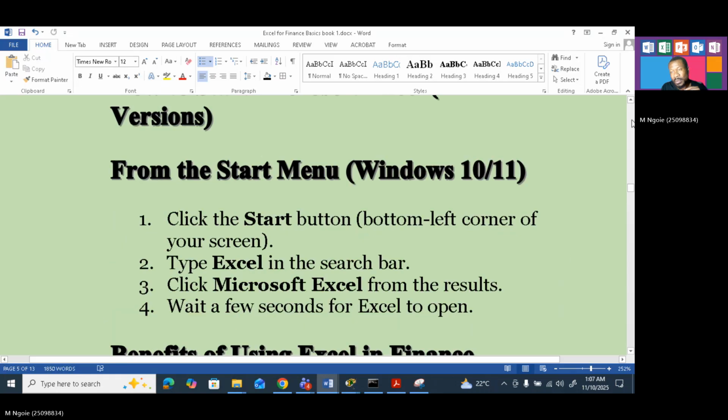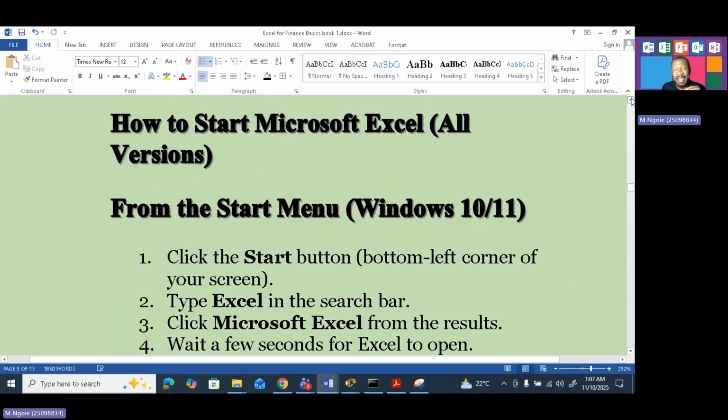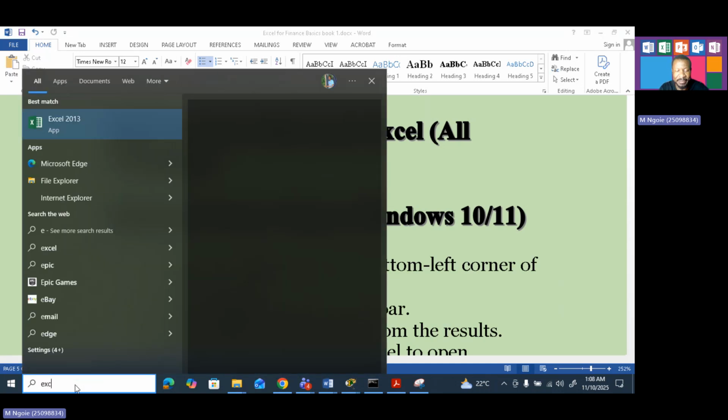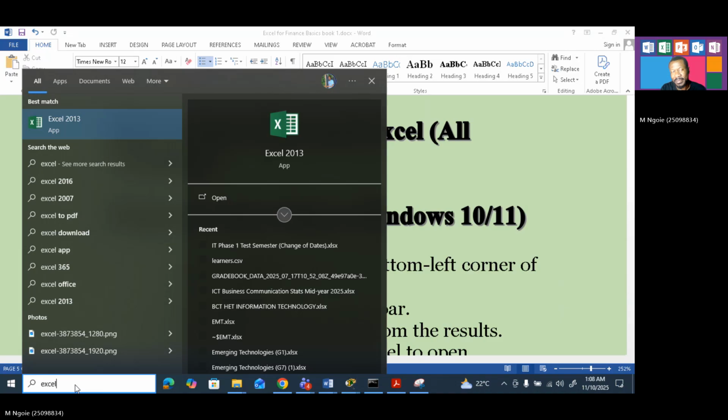Now, how to start this particular program, this software for recording and calculating numbers? How to start Microsoft Excel, in all versions? There are so many versions of Excel. How to start this software? Very easy. You just go to start and type Excel. Very easy. You can see the steps here.